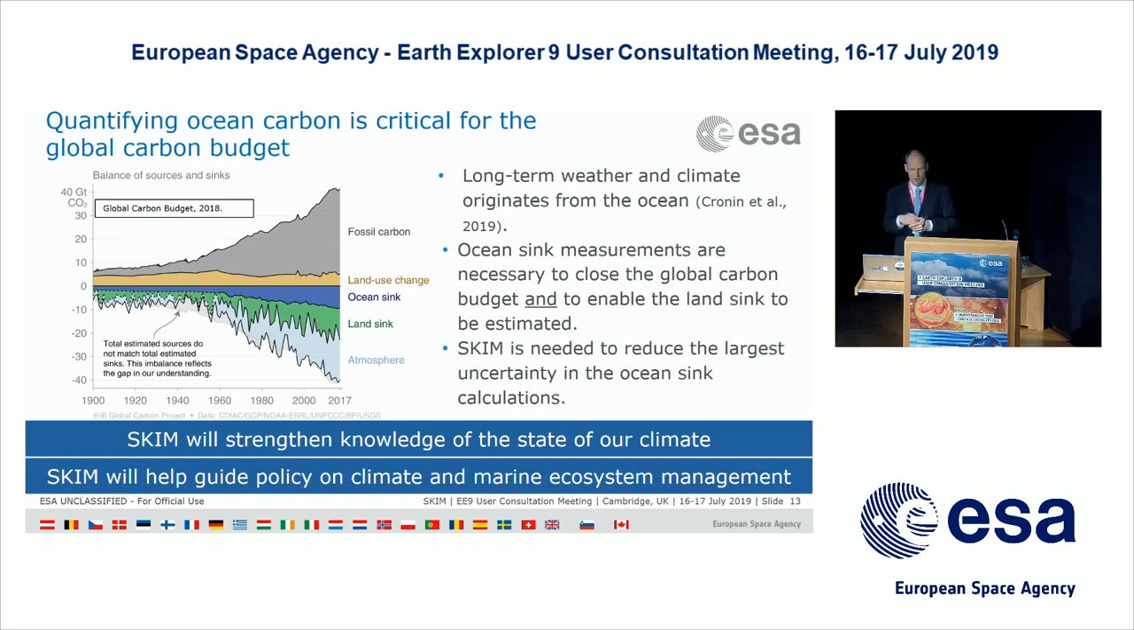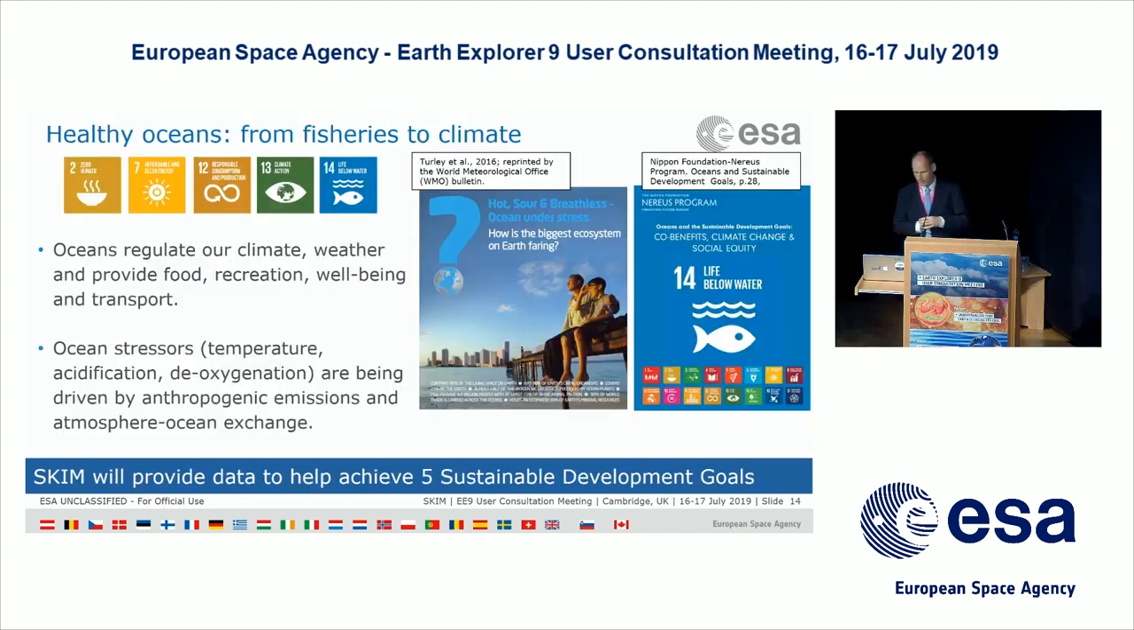Whilst the oceans have actually helped us in slowing down global warming, the absorption of carbon and heat is actually degrading their health, and it's resulting in an ocean which is becoming hot, sour, and breathless. So increasing anthropogenic emissions combined with this atmosphere-ocean exchange are actually driving this degradation. But clearly we need healthy oceans, both for food and for regulating our climate.